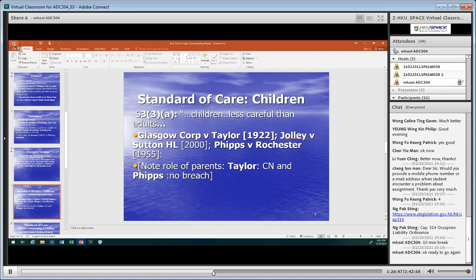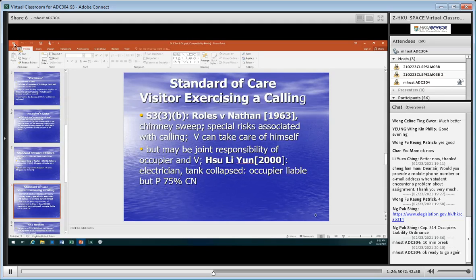Also, with regard to the standard of care of a visitor exercising a calling, well, what sort of standard is this? Well, this is where somebody, a professional person, comes onto your property to fix something. So in the English case of Roles v Nathan, a chimney sweep coming on. There was special risk associated with sweeping chimneys, and the victim was supposed to take care of himself. So there was no liability by the occupier to the chimney sweep, because he's in a specialised role and he has to look out for himself.